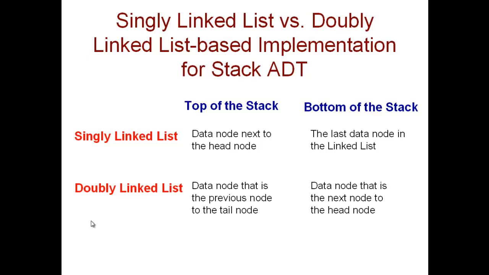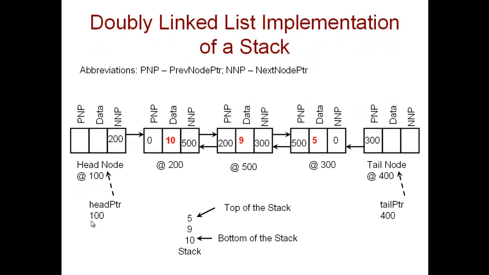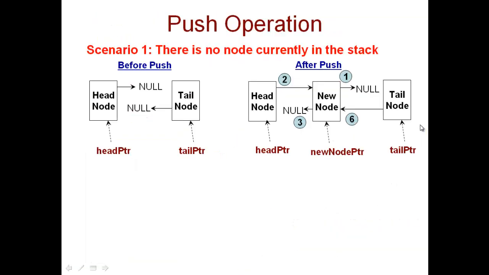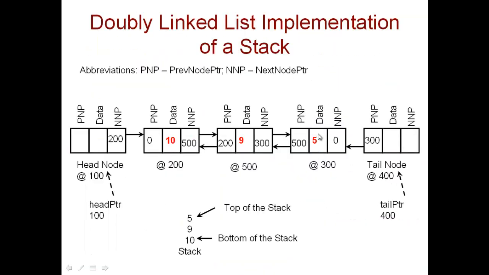Now, in the case of a double linked list, since we can traverse in both directions, we can use the same logic that we had in the single linked list. Treat the first data node as the top of the stack and the last data node as the bottom of the stack. We can do that. And since we saw already how to do that with the single linked list, we'll do it the other way, treating the last data node as the top of the stack, which can be accessed right away using the tail node.